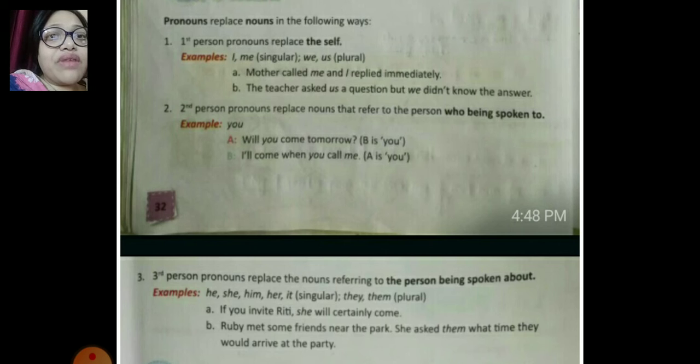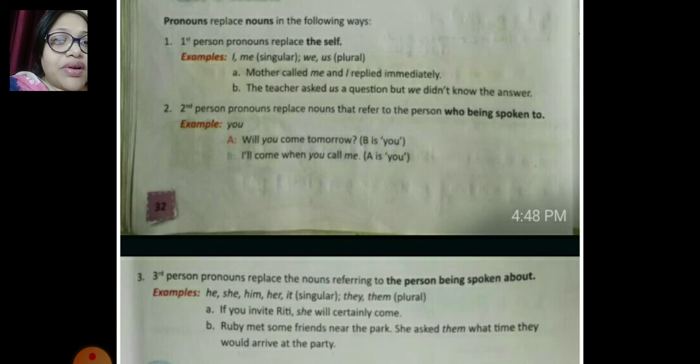So, children, we must always remember that whenever we use the second person pronouns, it replaces the noun that refers to a person who is being spoken to. Like, will you come tomorrow? So, you is over here to the person who is being referred to. I'll come when you call me. So B is you and A is you.